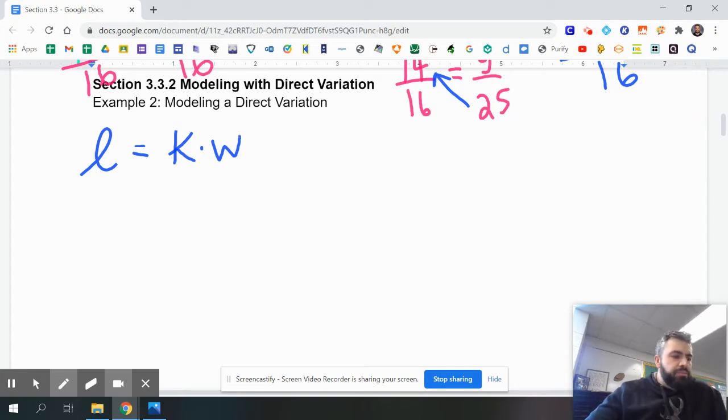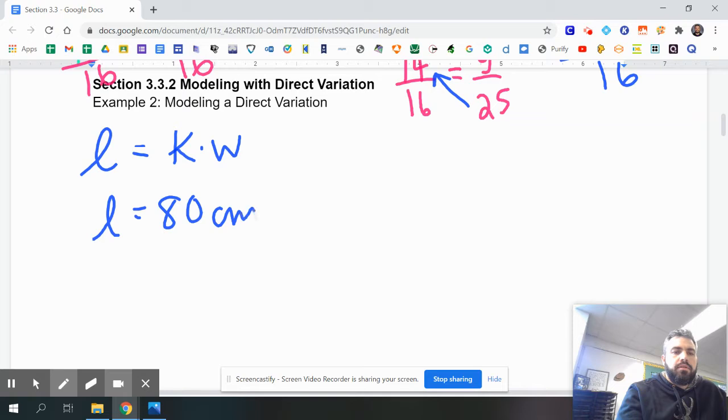So here's a problem. If a kite whose length is 80 centimeters, okay, all right, so think about it. Length is equal to 80 centimeters.